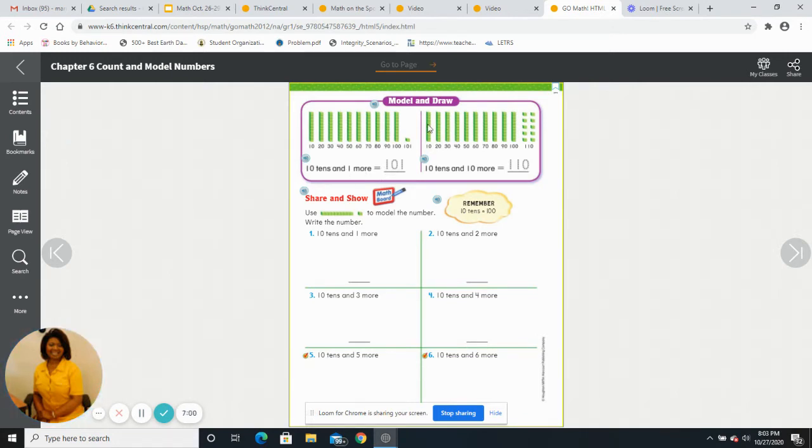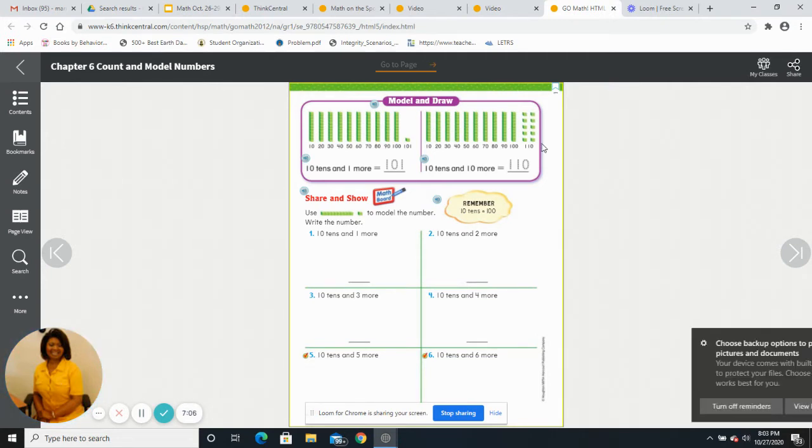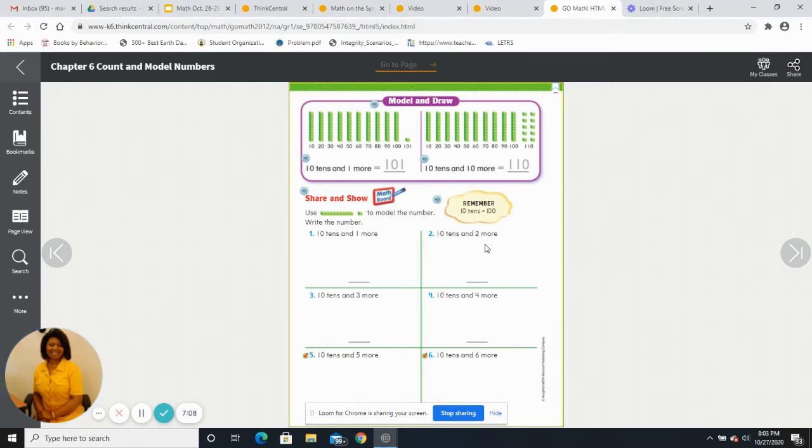Now, these are 10 tens and 10 ones. So we have 10, 20, 30, 40, 50, 60, 70, 80, 90, 100, 10 tens, and we have 10 ones. Now this one is a little tricky. The trick doesn't work for this one. So we just need to know that if we see or have 10 tens and we have 10 ones, our number is 110.